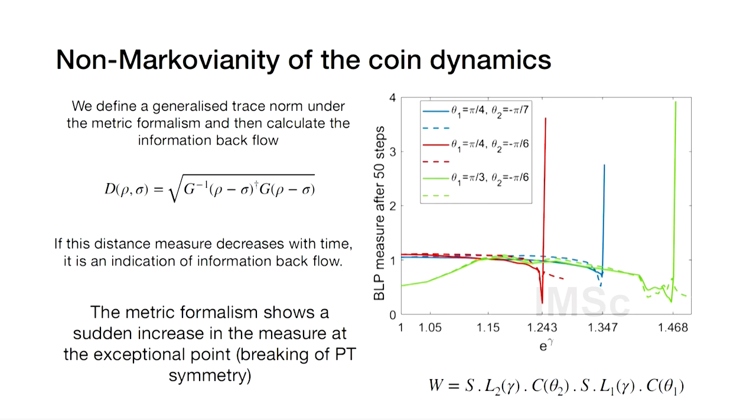We see that the metric formalism actually identifies these exceptional points very well. The jumps that you see in the solid lines happen exactly at the exceptional point where the PT symmetry breaks down. And this phase transition in the information backflow is not seen when you look at this dynamics through the other, nonlinear definition that we showed you, right? The second thing that we looked into was the entanglement between the coin and the position.